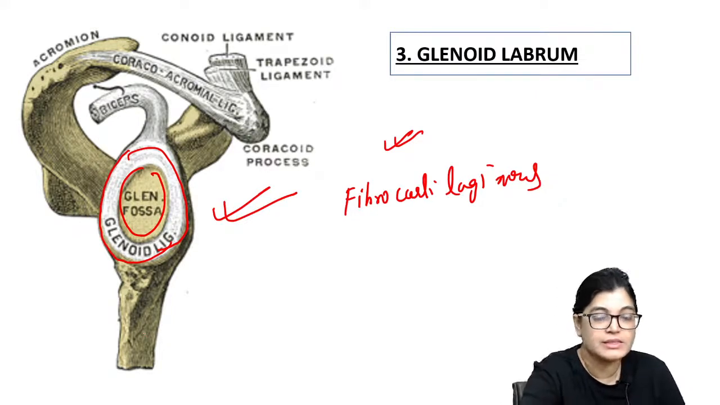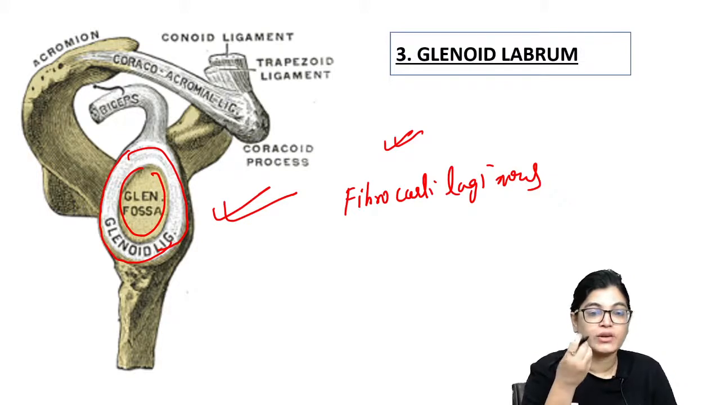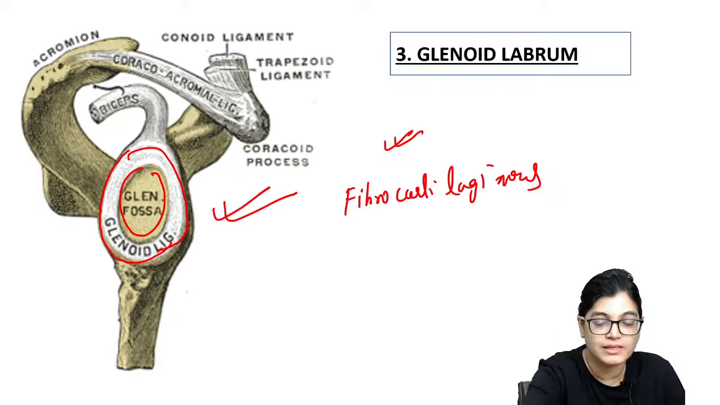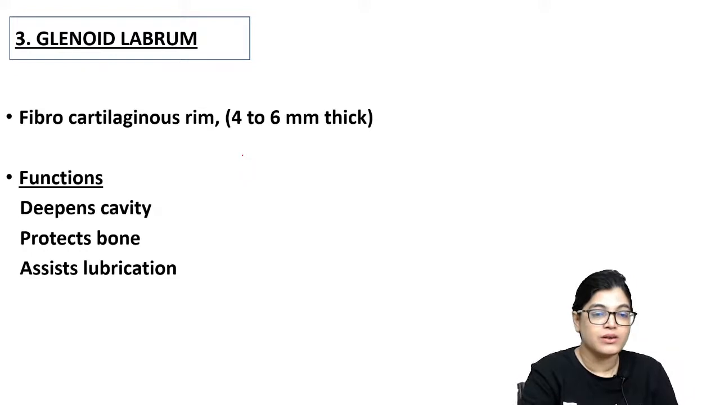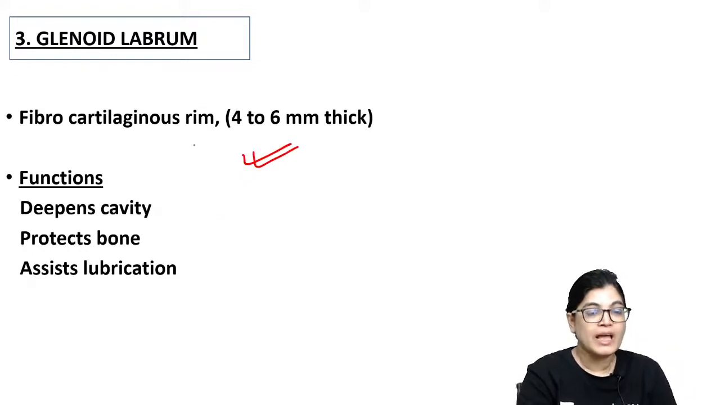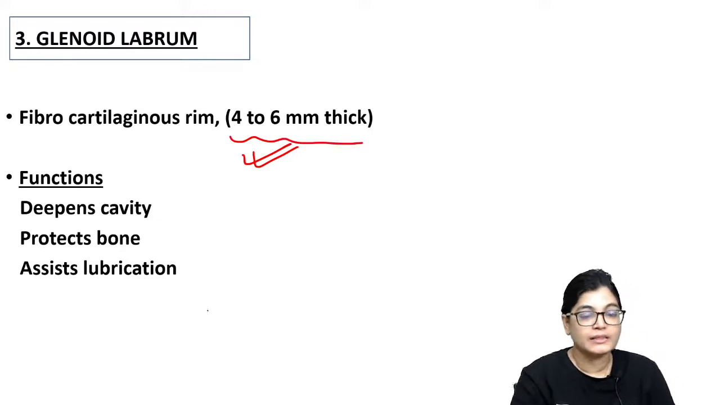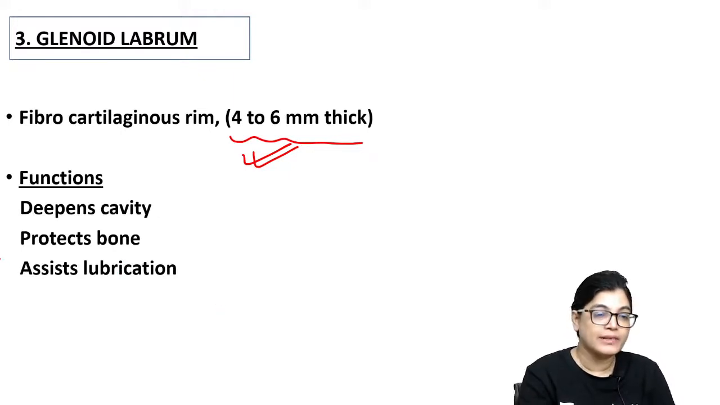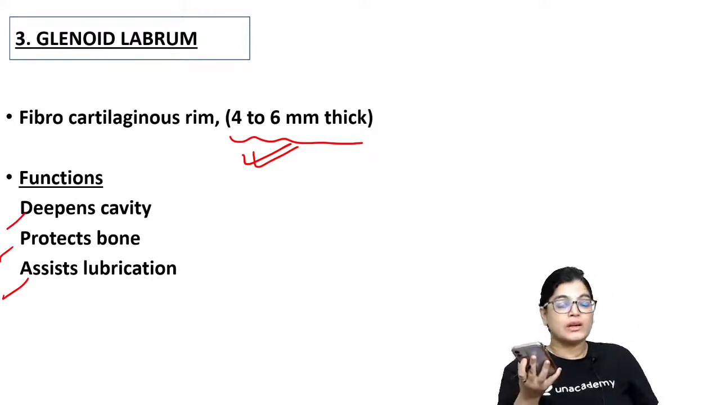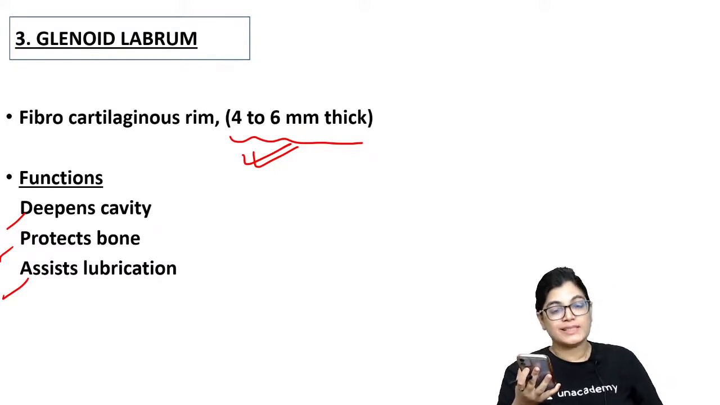Again, we are seeing the joint cavity or glenoid fossa from inside to visualize the glenoid labrum. So these are the points of reference for the glenoid labrum. It's a fibrocartilaginous rim, approximately 4 to 6 mm in dimension, and the function is deepening the cavity, protecting the joint, and also assisting in lubrication. As it is fusing with the joint capsule, it assists in lubrication, protection and deepening the cavity.